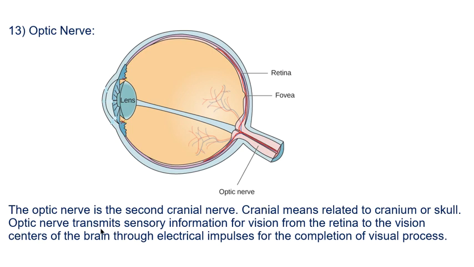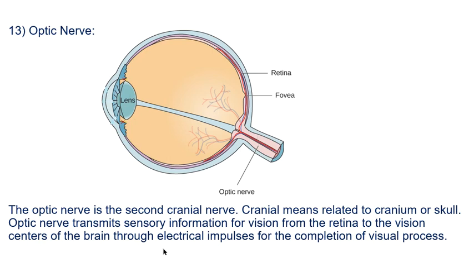The optic nerve transmits sensory information for vision from the retina to the vision center of the brain. So what is the work of this optic nerve? To catch neural signals from the eye and transmit them to the brain. Reading it: the optic nerve transmits sensory information for vision from the retina to the vision centers of the brain through electrical impulses for the completion of the visual process.